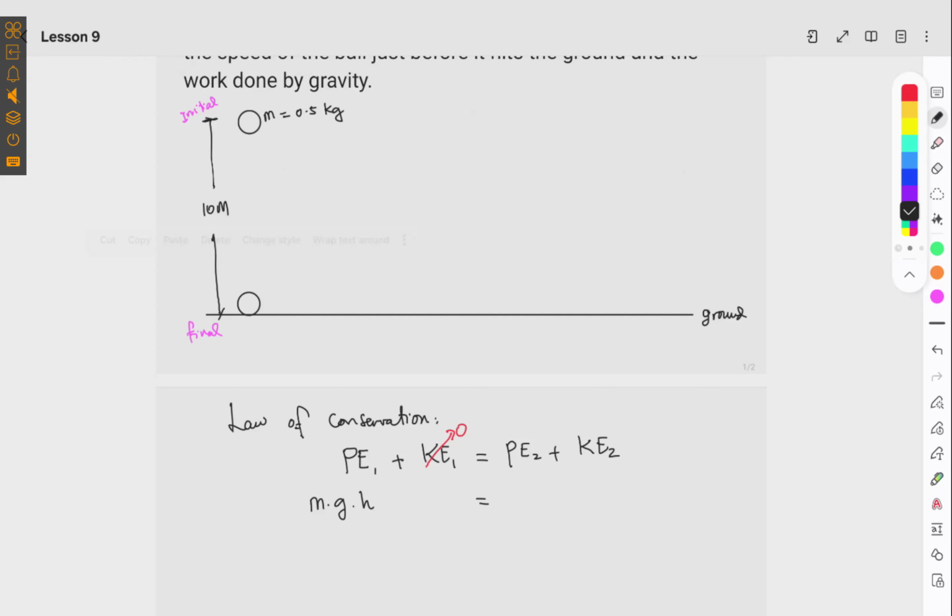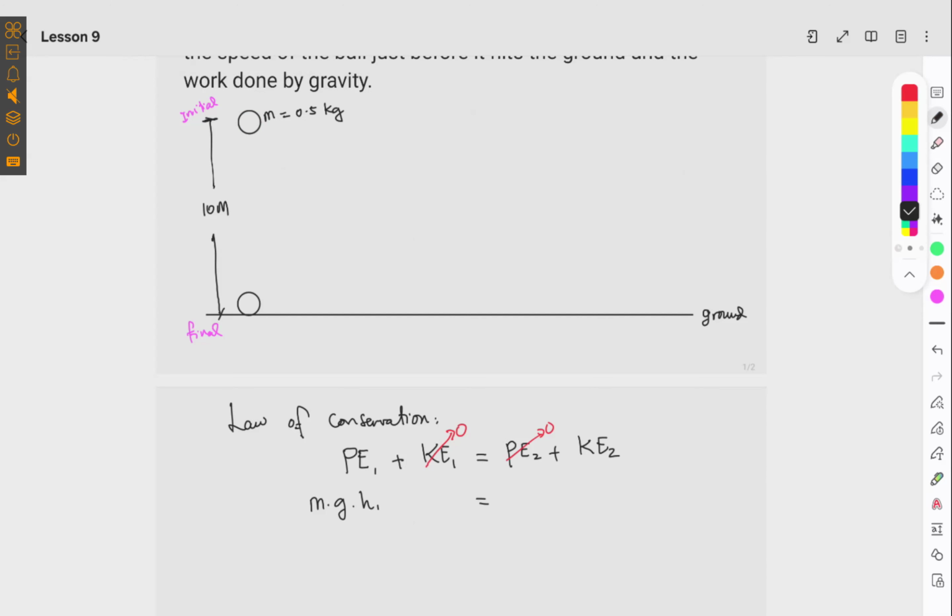The potential energy is mass times gravity times the height. So at the top we have potential energy, and maybe kinetic energy just before it hits the ground. Kinetic energy depends on the mass and velocity. Height initial, H1.